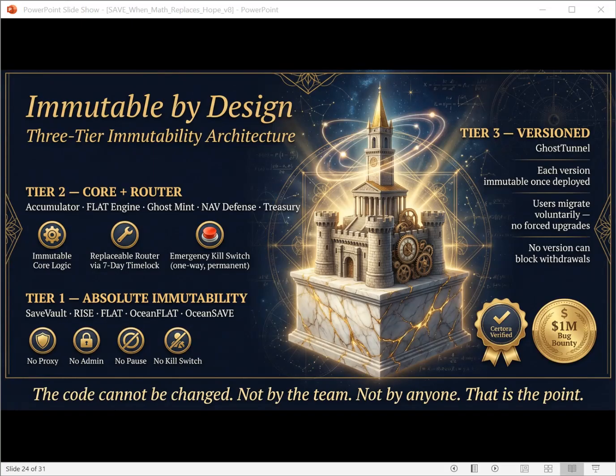And then we have a second level of smart contracts. They have a time lock: the accumulator, flat engine, ghost mint. They have a 7-day time lock on any changes and a one-way kill switch. You can turn them off, but you cannot change their behavior without 7 days of public notice, and off means permanently. The kill switch is one way. And we have tier 3, which is versioned, and each version is immutable once deployed. Migration to a new version is voluntary and no one can force you to move.